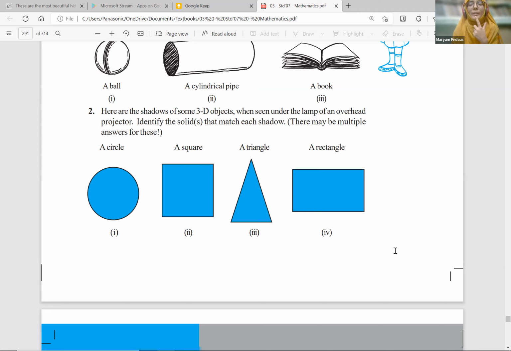How about a square pyramid? Think about a square pyramid. You are throwing light from on top of the pyramid. What do you think the shadow will be? A square. Yes, very good. Excellent. So we have four answers for this, right? Cube, cuboid, cylinder, and a square pyramid. Very good. Now let's take a look at the third one, which is a triangle.